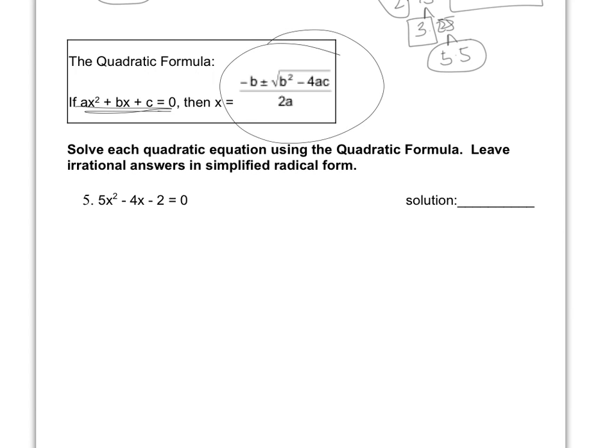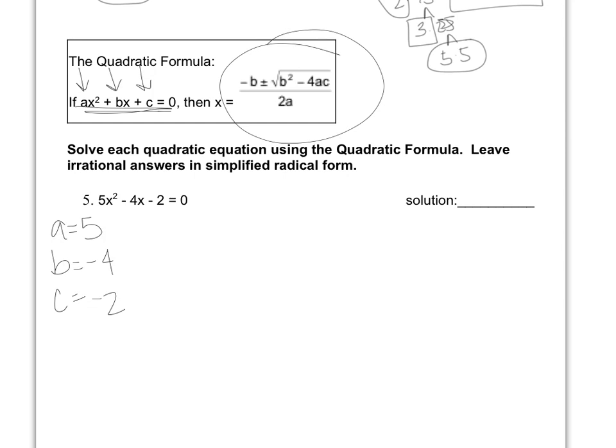Okay, so first step is to put it in standard form, so set it equal to 0. Notice number 5 is already set equal to 0. So my next step will be to find a, b, and c. a is the coefficient of x squared, notice on the formula, and that's 5. b is the coefficient of x, so that's negative 4, and c is your constant, which is your number without the variable, so that's negative 2.